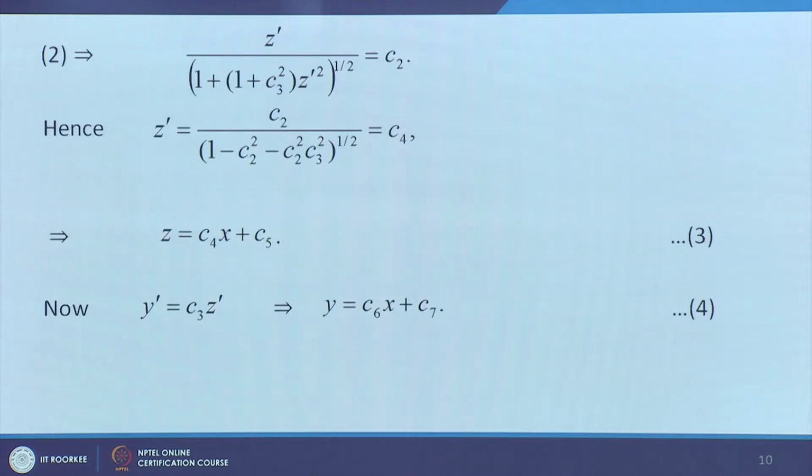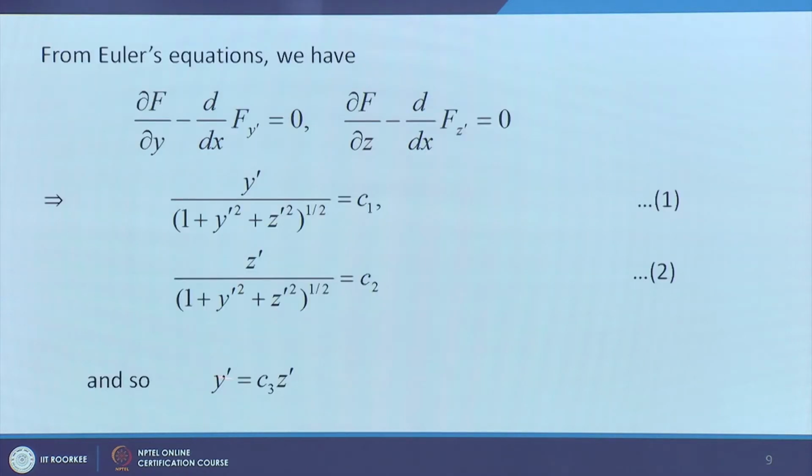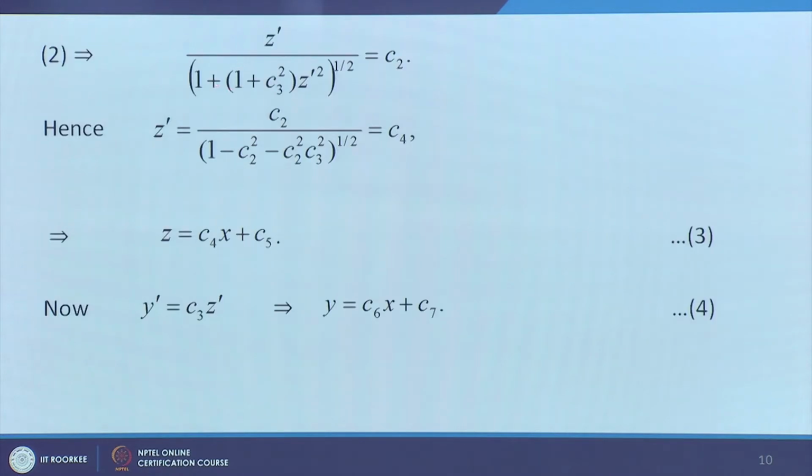Now let us put the value of y dash equal to C3 z dash in this equation, z dash equal to 1 plus y dash square plus z dash square to the power half. We will get z dash divided by 1 plus C3 square z dash square to the power half equal to C2, or we can solve it for z dash. z dash is equal to C2 upon 1 minus C2 square C3 square to the power half. Let us call this C4, some arbitrary constant. Now this is dz over dx equal to C4.